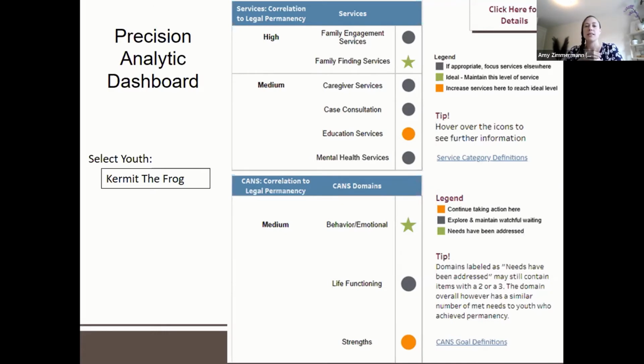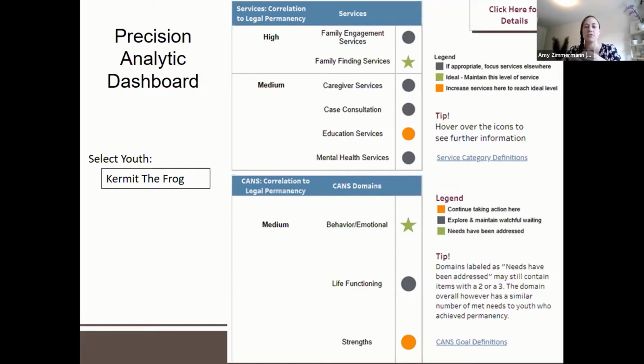Whereas the gray circle says, if appropriate, focus services elsewhere, meaning that right now this worker is providing even more services than other similar youth who exited to legal permanency. So they might be going above and beyond what's needed. Whereas in education services, right now, the legend says, increase services here to reach ideal level. So this worker is providing a lower amount of services in education for Kermit the Frog than similar youth who exited to legal permanency. So this, right at the right point, too much, too little, is meant to help workers balance where they're focusing their efforts to what we've seen work in the past for similar youth.